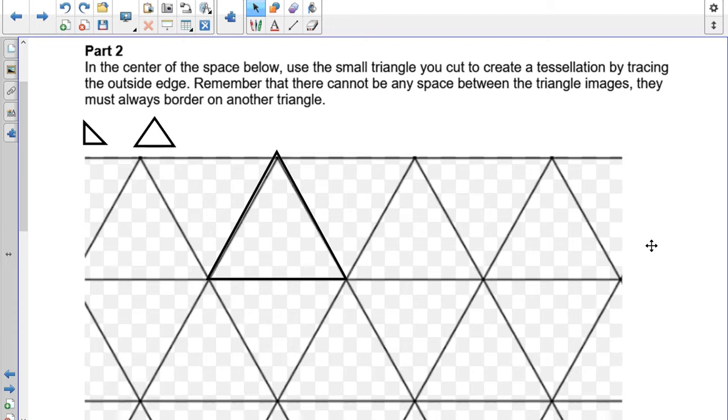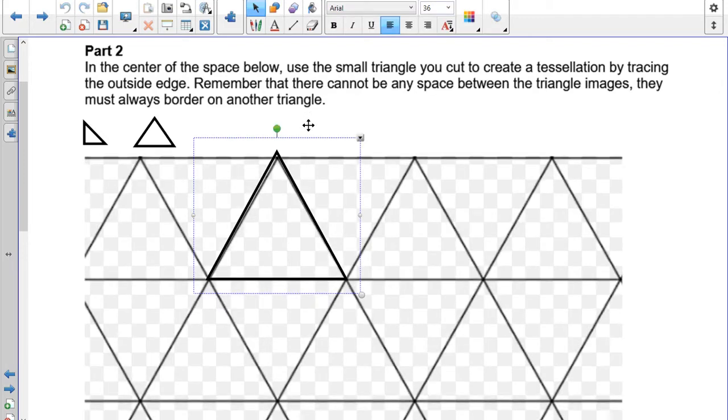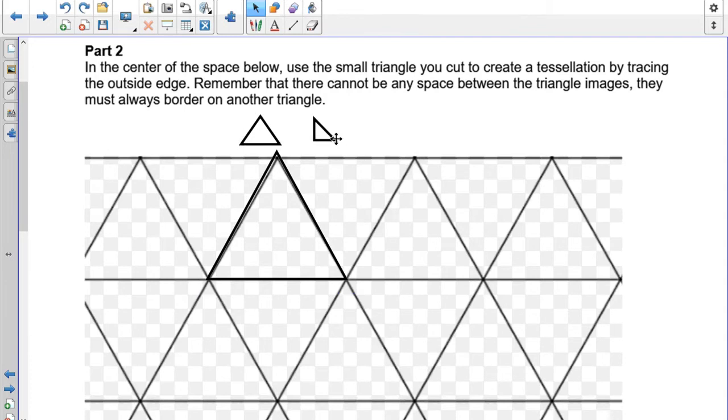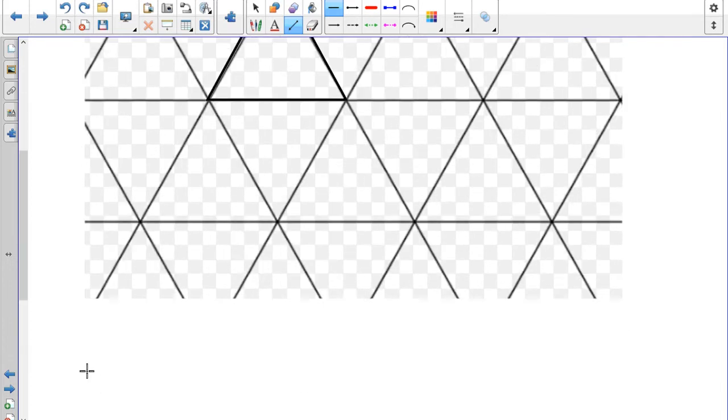Okay. Now, if you were in the classroom and you look around, you'll find that not everybody drew the exact same type of triangle. Somebody might have drawn an equilateral, some could have drawn a right, and then somebody else might have drawn what's called a scalene, which looks something like this. It doesn't matter how you do it. Every single one of these is going to tessellate, right? So let's go on to the next part.